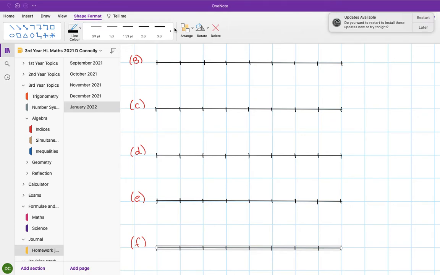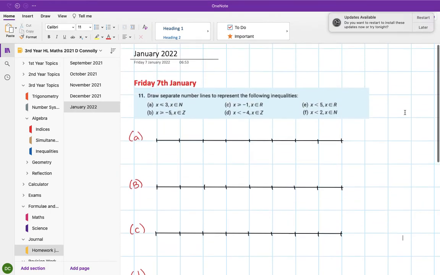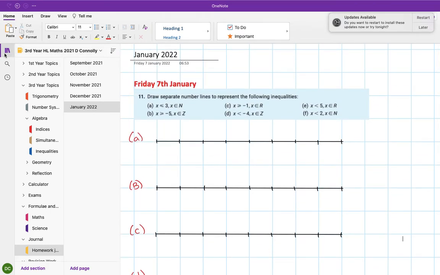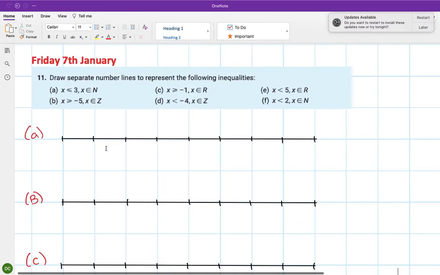So I'm going to continue with inequalities, and I have pre-prepared my number lines to hopefully save a bit of time. Okay, so I'm going to go through these and then we'll go in and actually solve some problems.